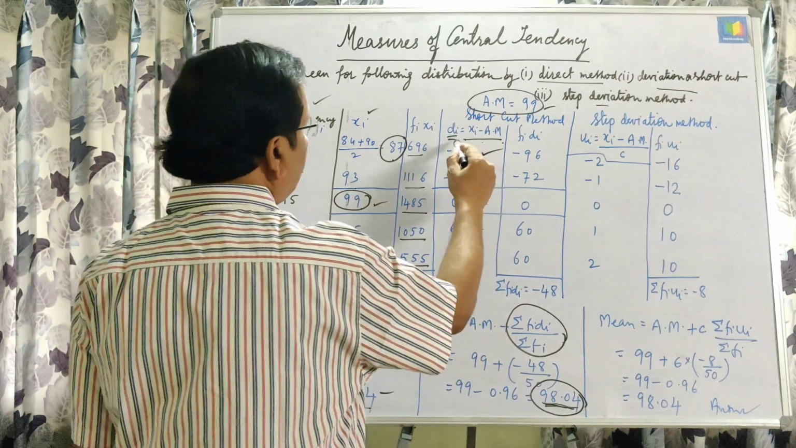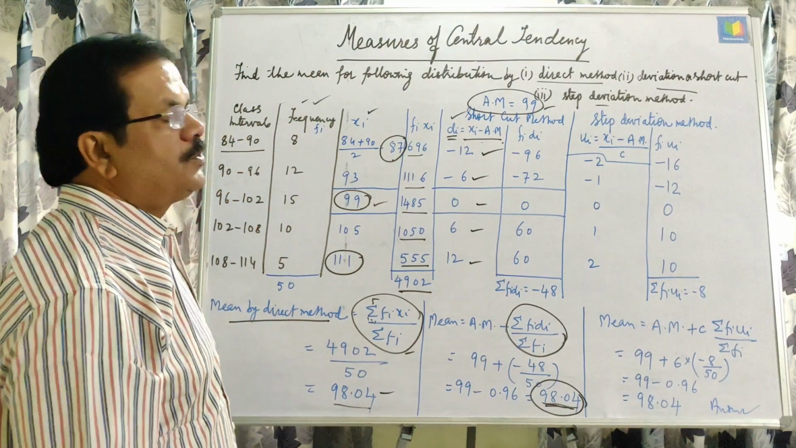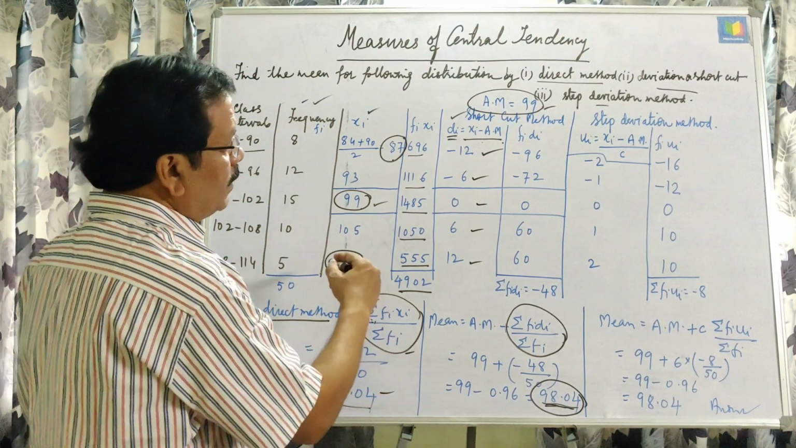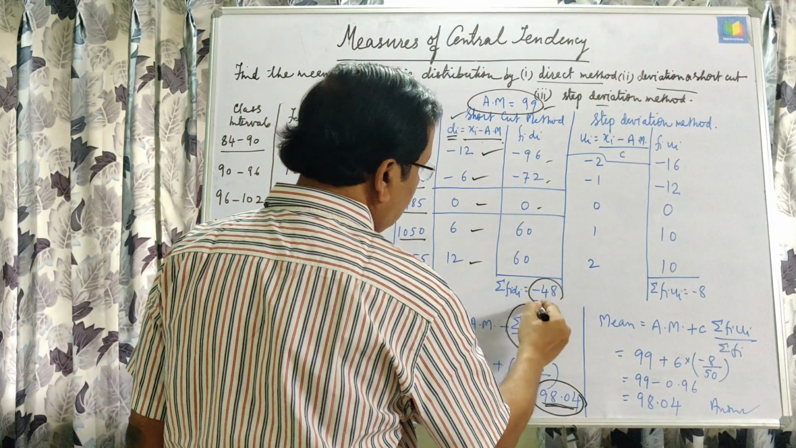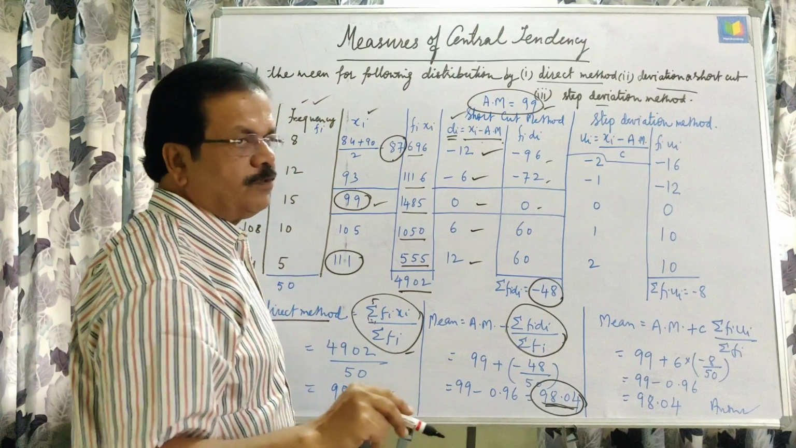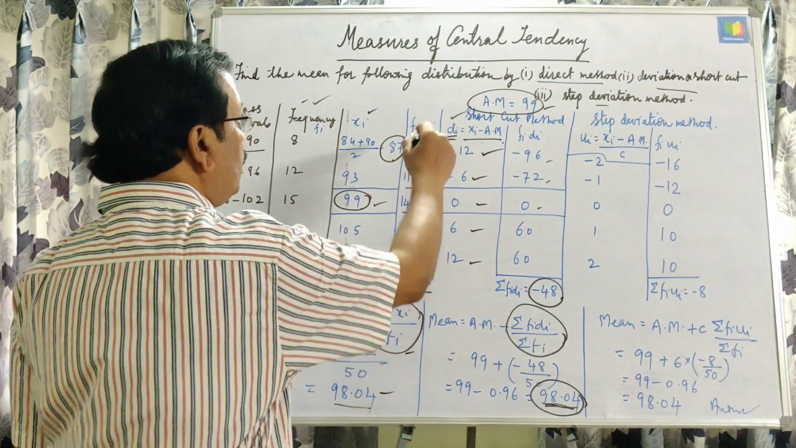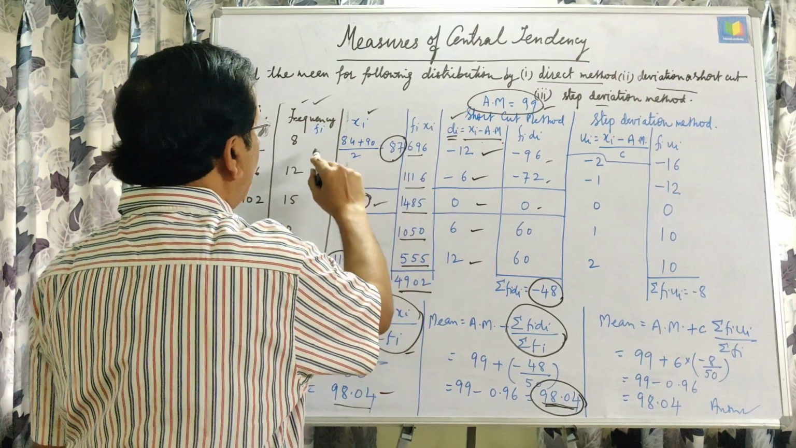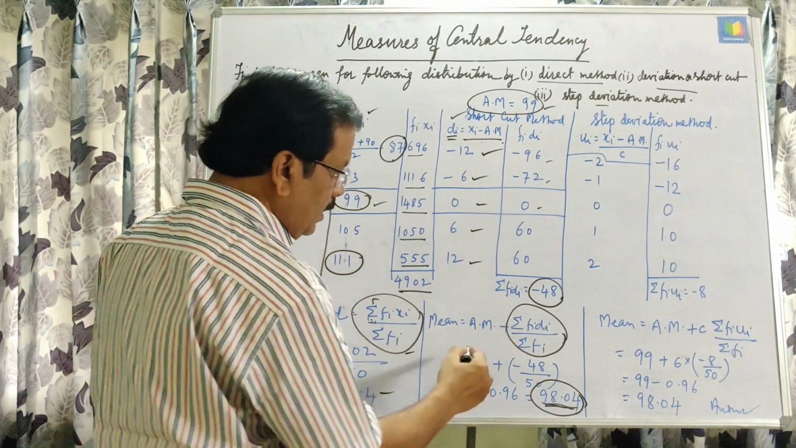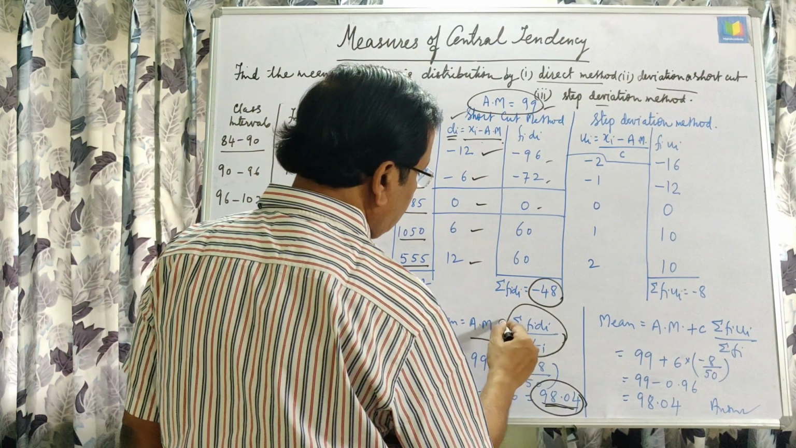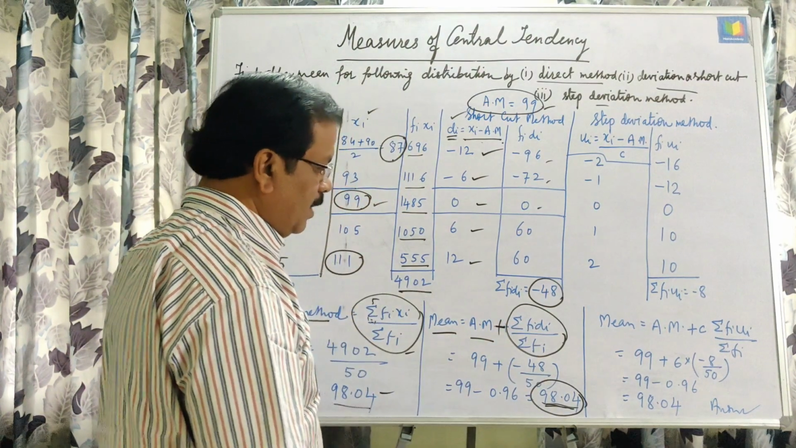Now here sigma Fi di means this column will be multiplied by this for the shortcut method. Once you multiply, you will get this value, and after adding we are getting minus 48. If you are asked in the question to find the mean by the shortcut method, then you will not write this column. After these two columns, you directly jump to these two columns, and then mean is equal to assumed mean plus sigma Fi di upon sigma Fi.